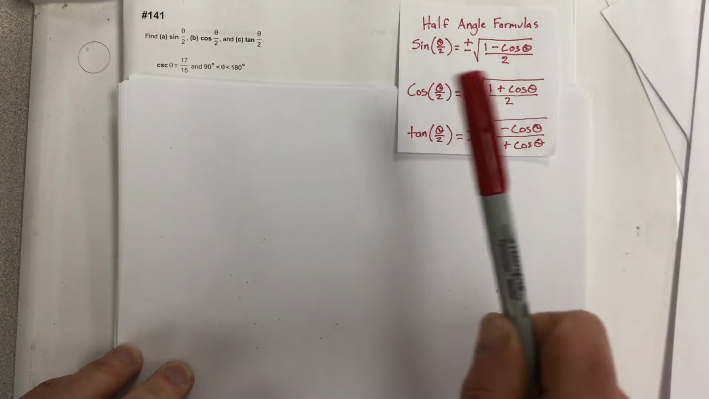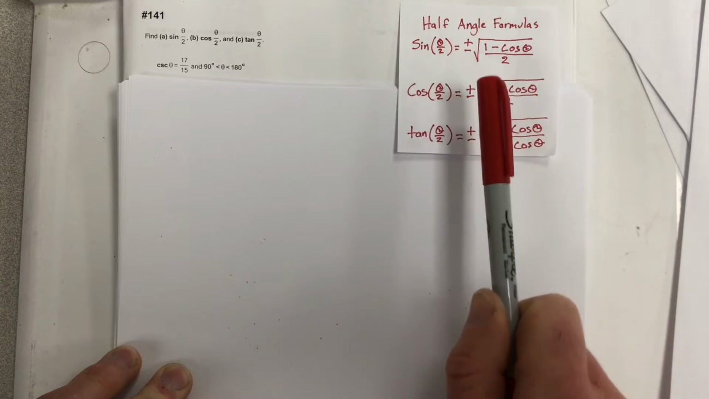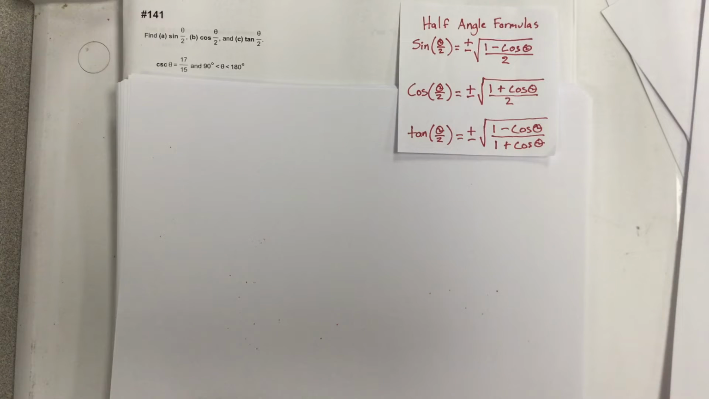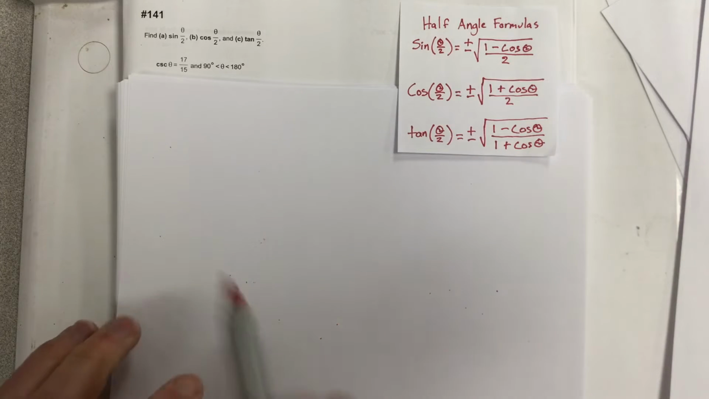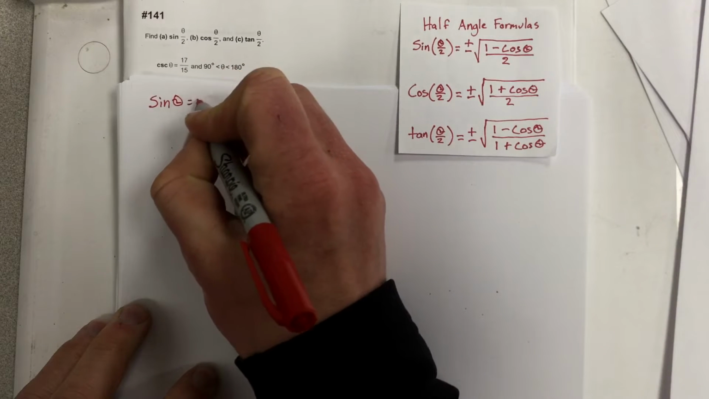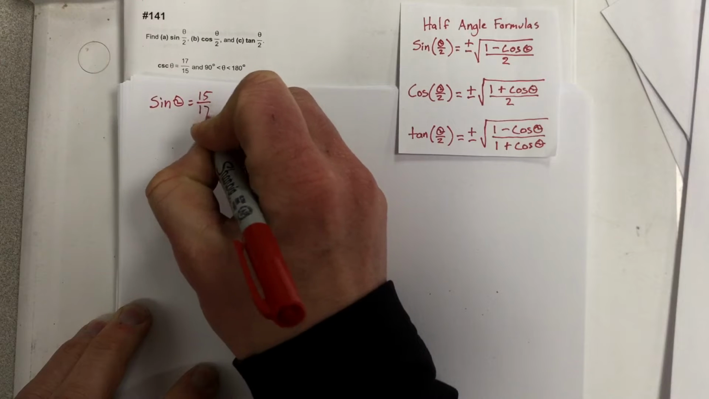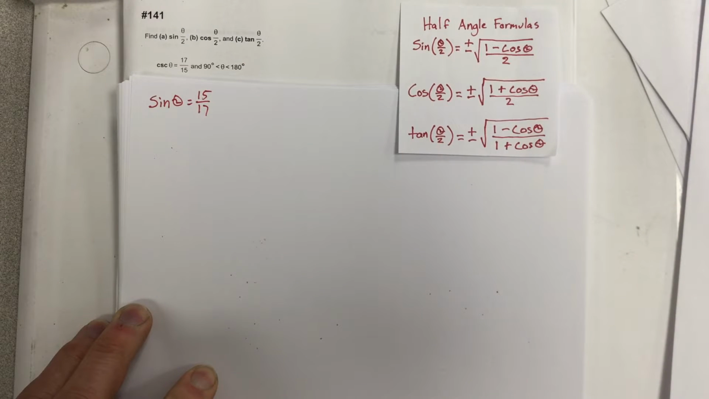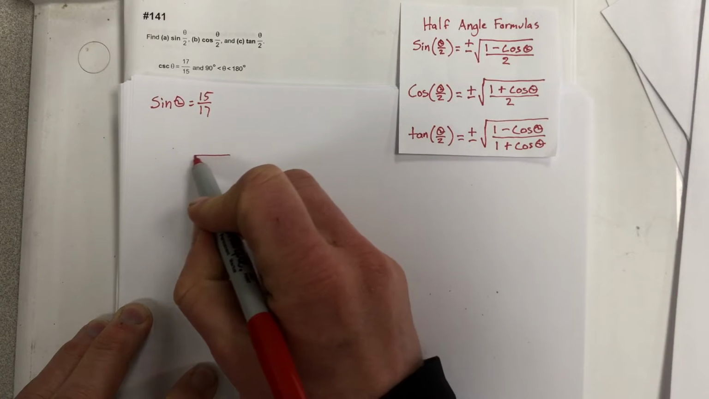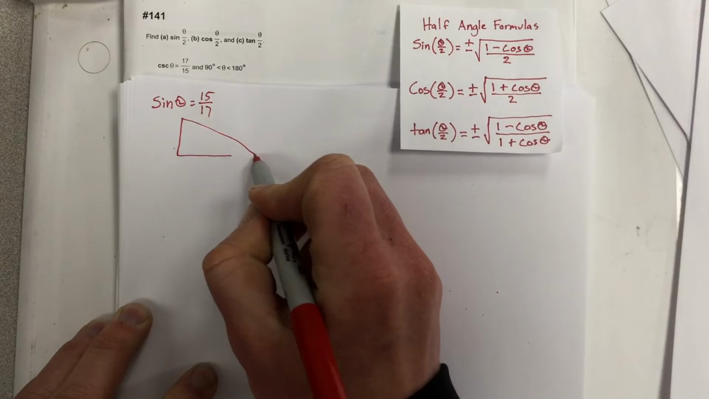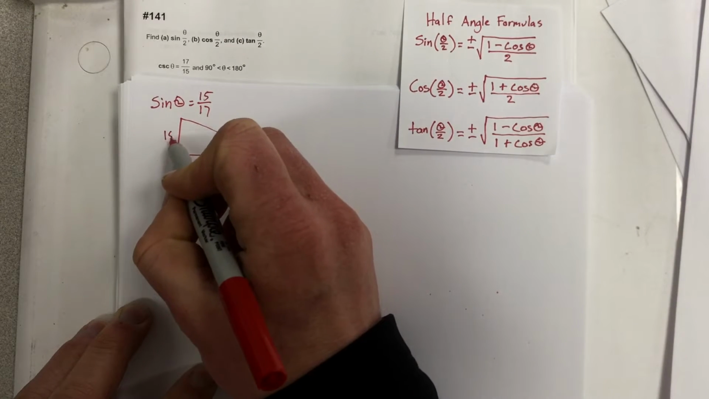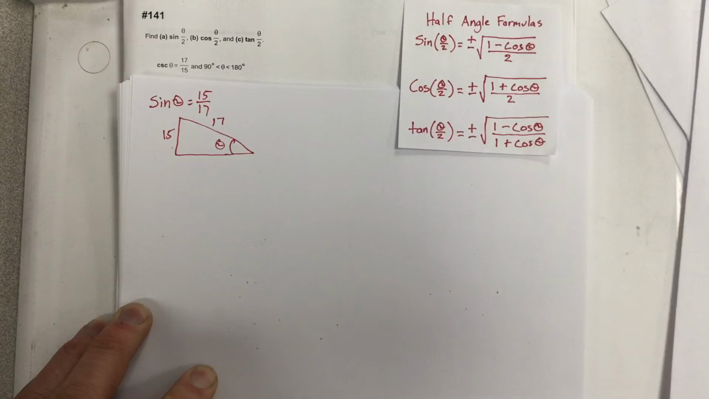So first of all, when we look at the half angle formulas, we need to figure out what cosine is. To figure out what cosine is, we're going to start with cosecant, which is really just sine theta equals 15 over 17. Well, we're in quadrant 2, so I'm going to draw a quadrant 2 triangle. I'm going to label theta, and this would be 15 over 17.